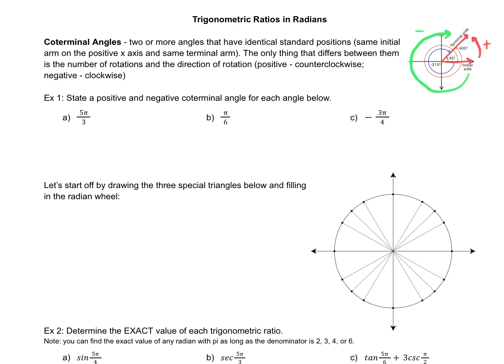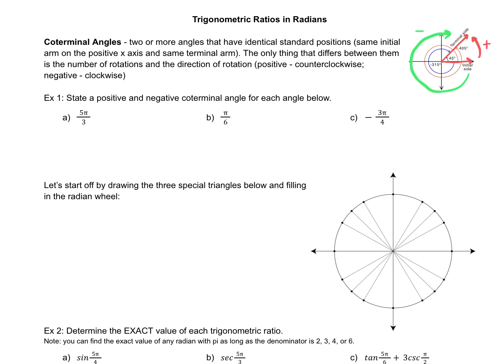Now, this angle in standard position can be written as many different angles, and these are called coterminal angles. So they are angles that have the exact same standard position. The initial and the terminal arm are the same. The only difference is how many rotations apart those angles are. So if we just add or subtract a rotation, we'll get a coterminal angle, and we can do that however many times we want. So for this first example, we'll get a positive and a negative coterminal angle for each.